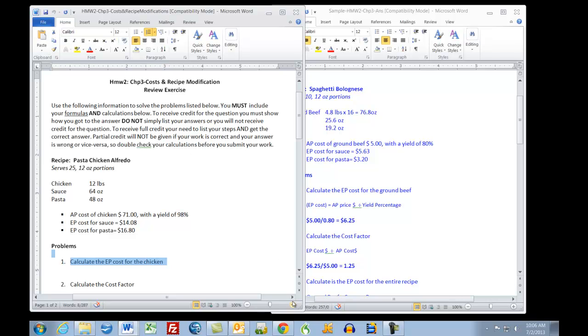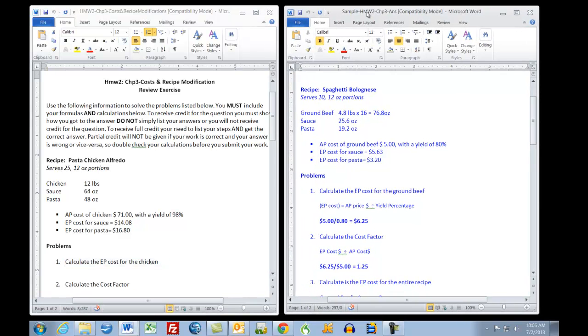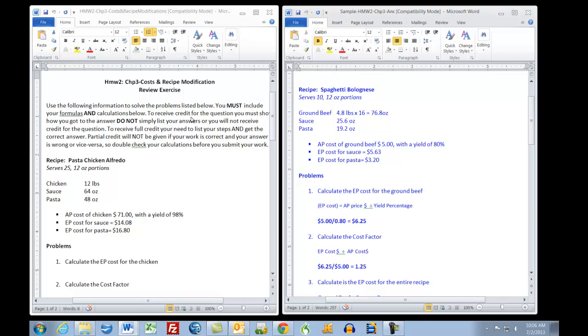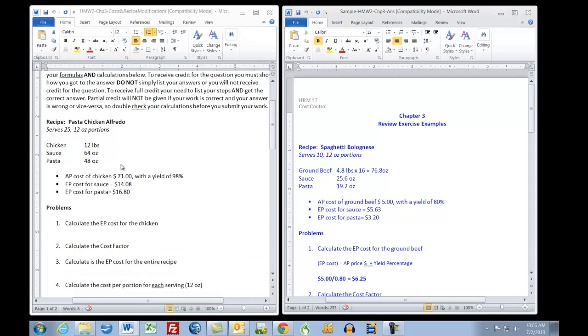And the way that I would recommend that you solve some of these problems is to have your assignments open the way that I have my screen right now. So have your review examples on the right and then your problems on the left.